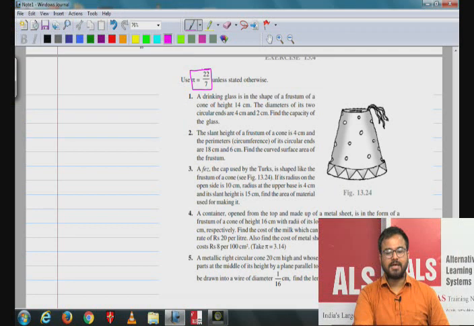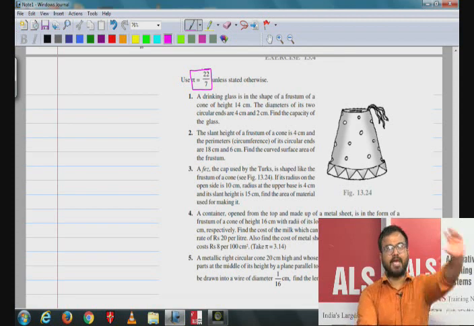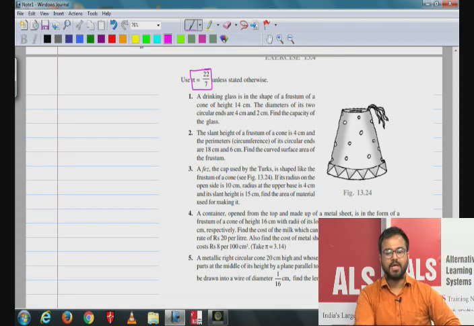a drinking glass is in the shape of a frustum of cone of height 14 centimeter. So height means h is given, 14 centimeter. Diameters of its two circular ends are 4 centimeter and 2 centimeter. So it means the radius of both the ends are given. Find the capacity of the glass. Capacity of the glass basically means we have to figure out the volume.